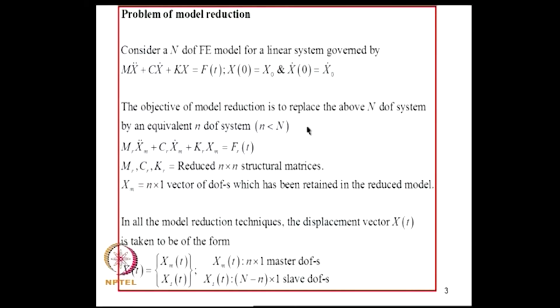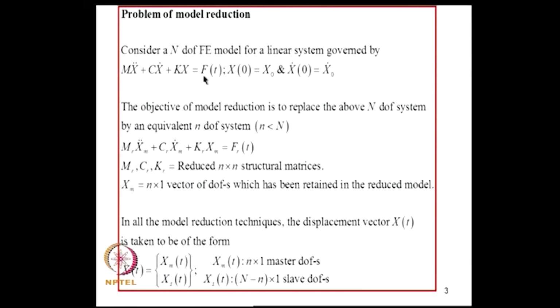The objective of model reduction is to replace this N degree of freedom system by an equivalent lowercase n degree of freedom system, where the reduced degree of freedom n is less than the capital N degrees of freedom here. So, for the reduced system, the equation will be again of the form M_r x_m double dot plus C_r x_m dot plus K_r x_m is f_r of t. The subscript r here refers to the reduced model, whereas the subscript m, I will shortly come to that, is the vector of degrees of freedom which have been retained in the reduced model.